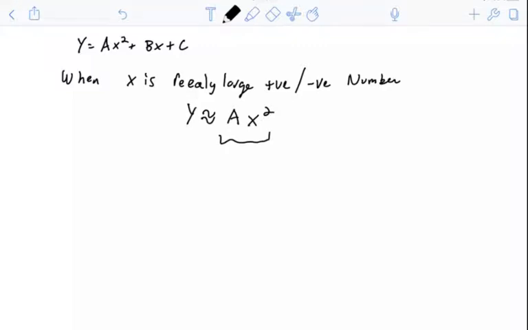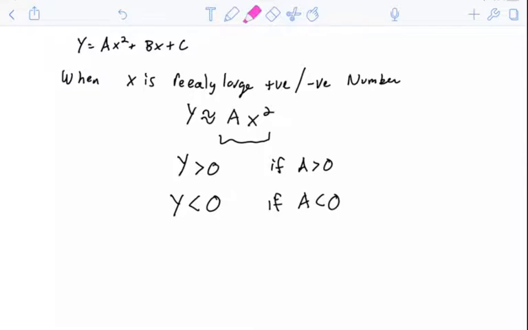And thus, y will be a big positive number if a is positive, and y will be a big negative number if a is negative. And so we can determine information on the behavior of what this polynomial is doing based on these arguments about the leading term, we call it. Okay?